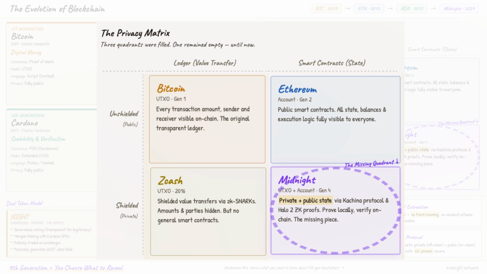Finally, we arrive at the fourth generation blockchain called Midnight, which is a Cardano partner chain, meaning it's connected to the Cardano ecosystem but runs its own independent infrastructure. Its focus is privacy and selective disclosure. Not everything is hidden. That's really important. It's you choose what to reveal. That distinction is huge, and we will come back to it later.